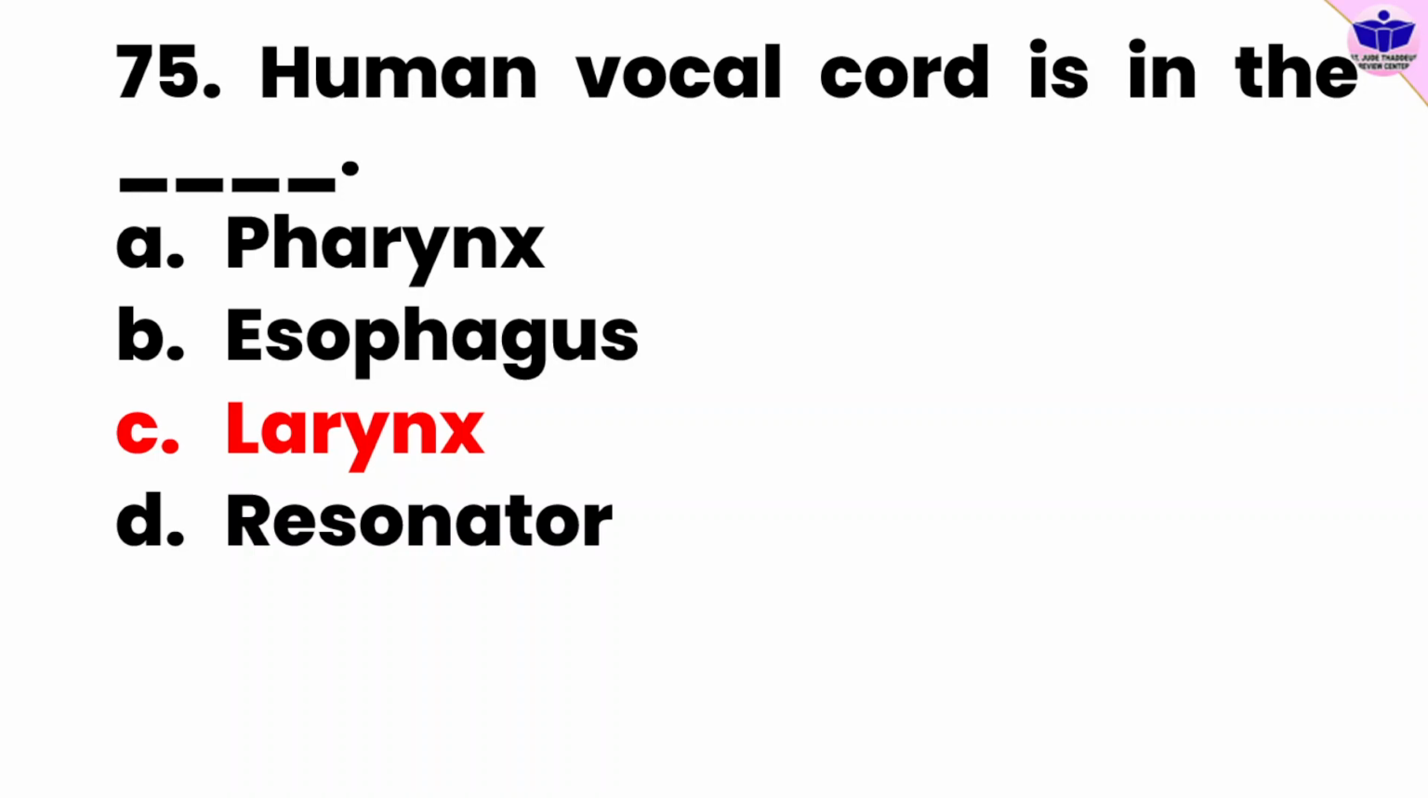And esophagus is a long tube connecting the pharynx and the stomach. Remember that esophagus is the passageway for food, whereas larynx is the passageway for air. Resonators are parts of the body that give volume to the sound, just like the nasal cavity and the rib cage.